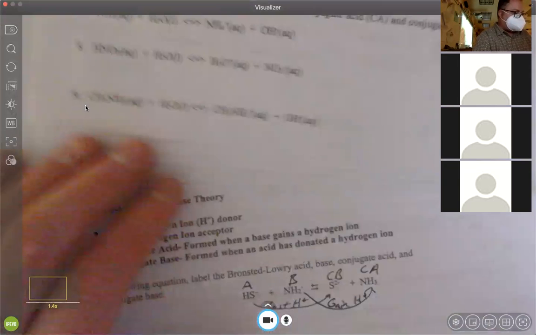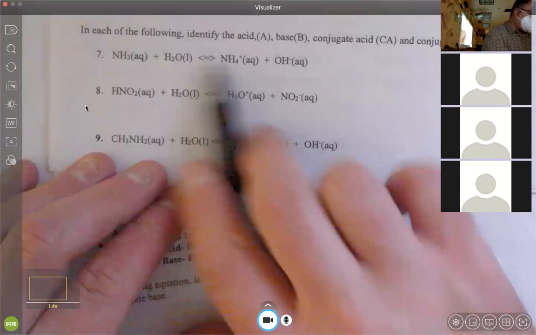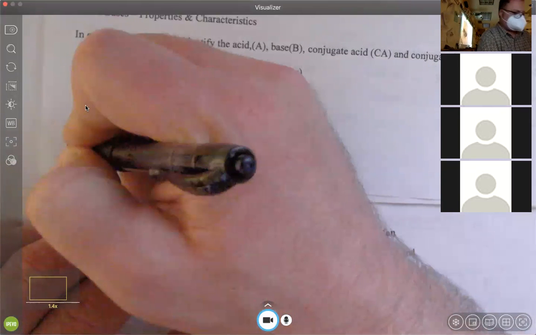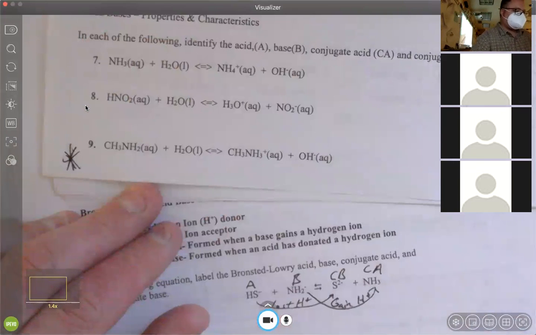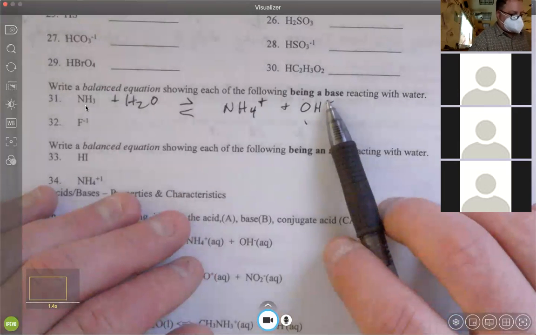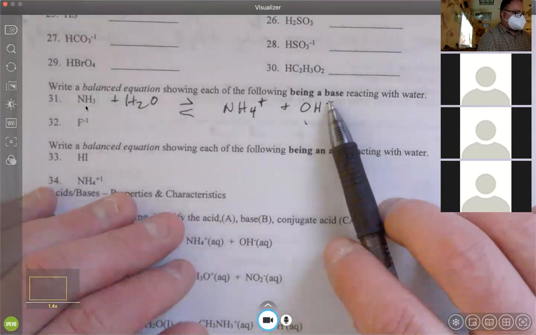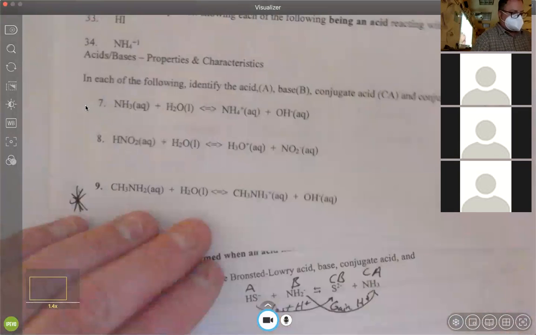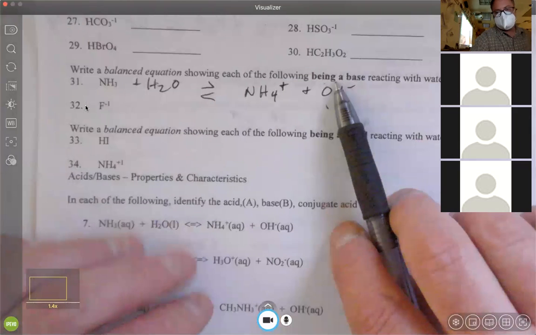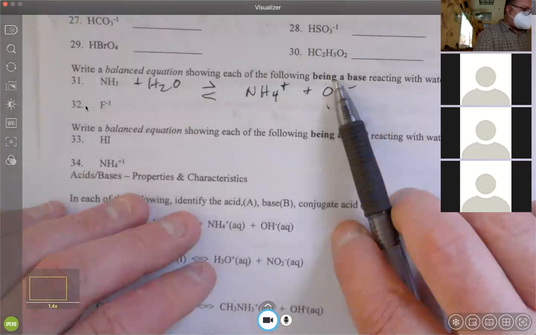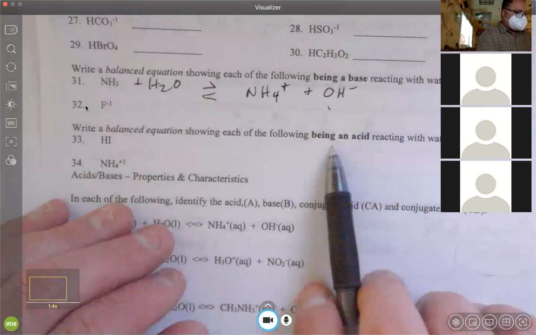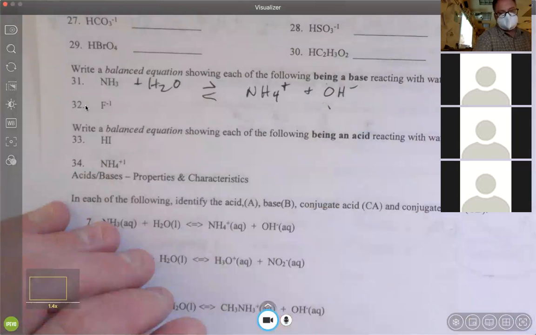Down here, again, in each of the following, identify this stuff. Wait, how do you know what NH3 is going to do? I read the directions. How do you know when you should be taking out a hydrogen and a charge versus adding a hydrogen and a charge? I read the directions. It says in the directions, this is acting as a base. This is acting as an acid. Otherwise, I have to have the whole equation to determine the two things, right?